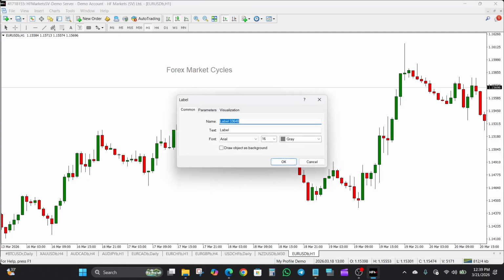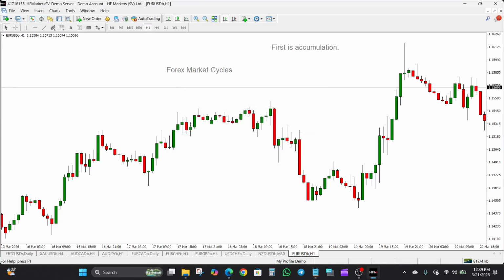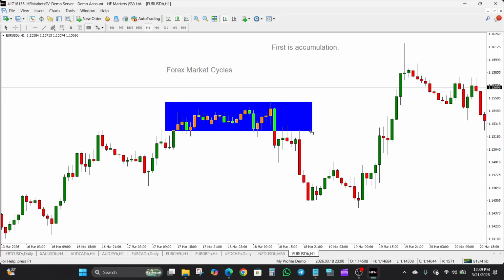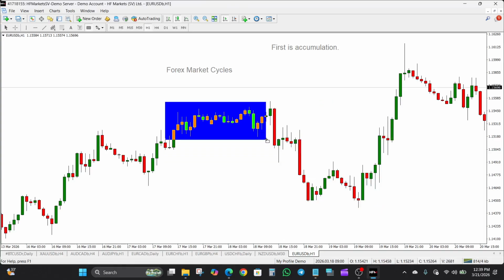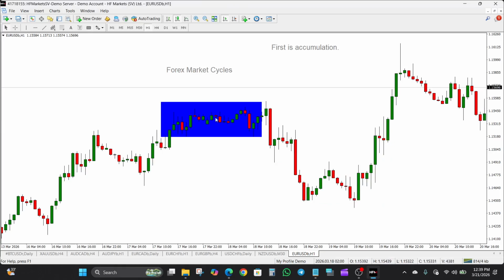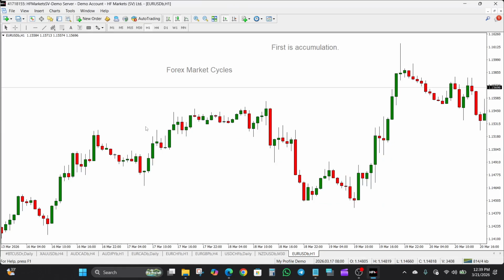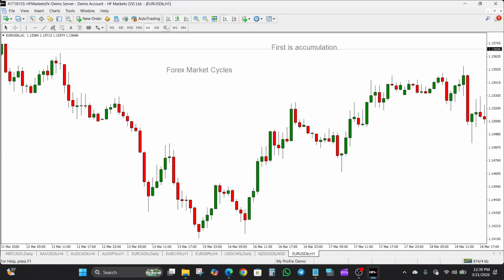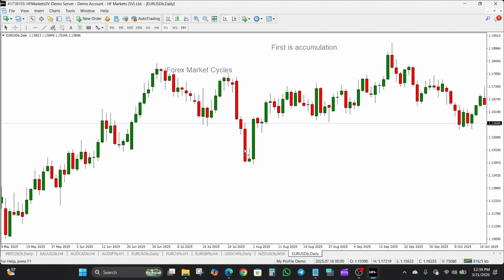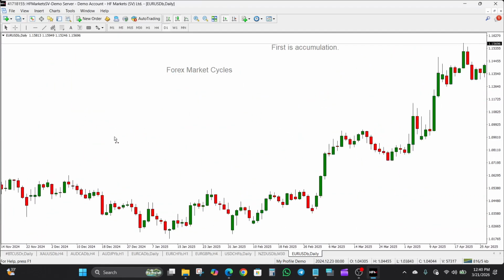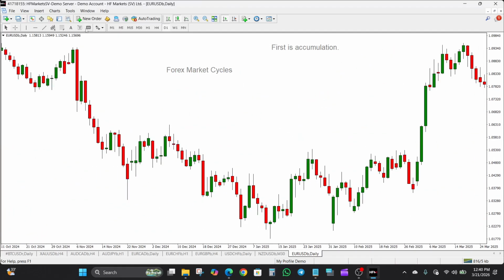First is accumulation. This is when price moves sideways after a downtrend. Remember that it has to be after a downtrend. This is just for the purpose of indication, but the accumulation phase is usually after a downtrend. I'm just trying to see if I can find a perfect example. I guess we're going to work with this.